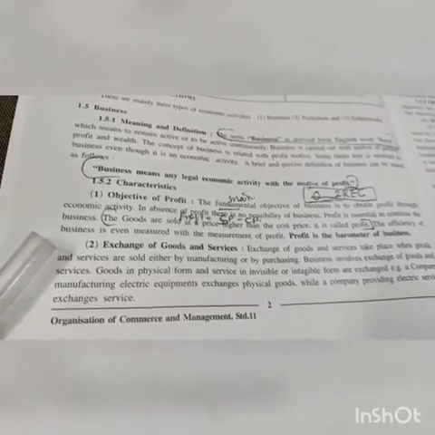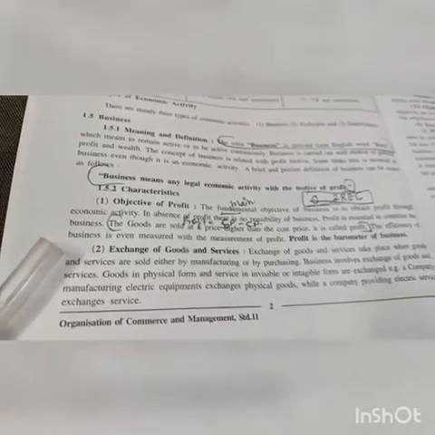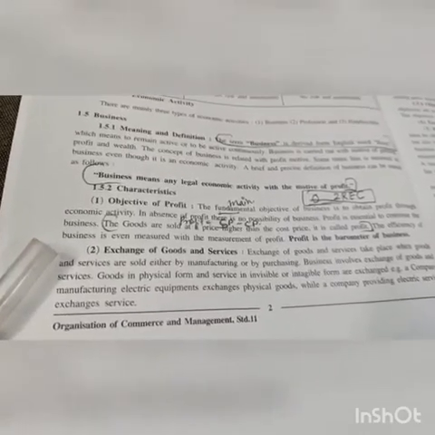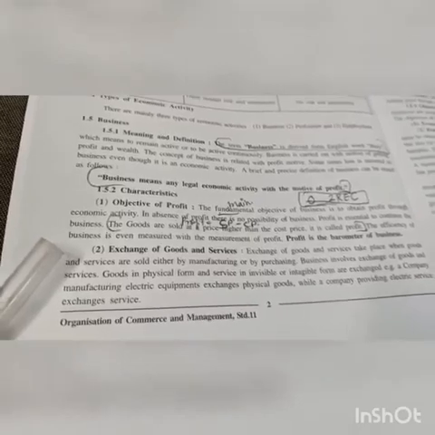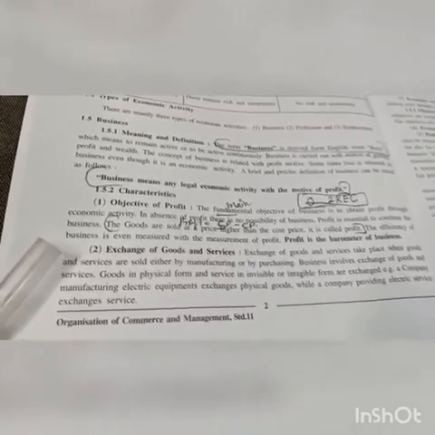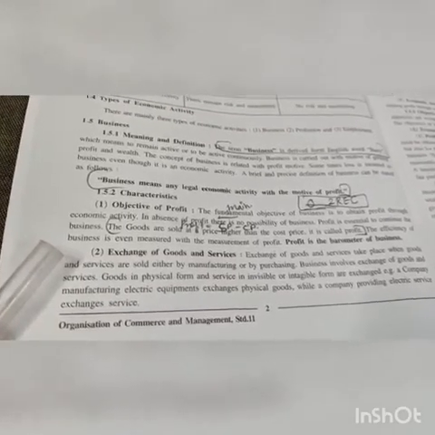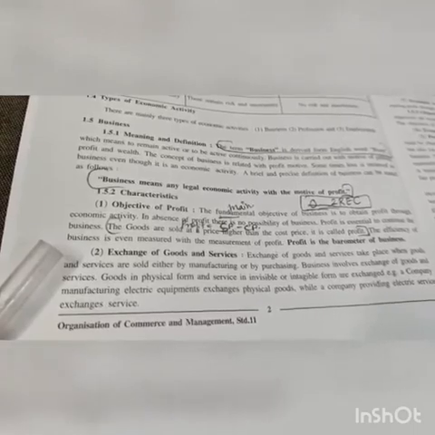Okay, so that is services. When you are purchasing some product, it is related to exchange of goods. When you are taking help of a lawyer, chartered accountant, teacher, doctor, that is coming under services. So, understood, exchange of goods and services takes place.